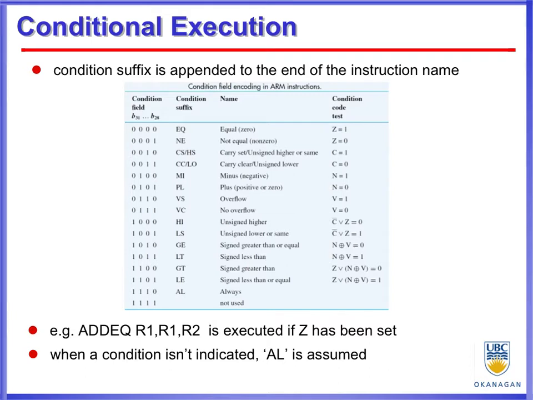Yes, sir? Why is there no unsigned higher or same or unsigned lower, just lower? Why is there only unsigned higher and lower or same, but no higher or same or just lower? I'm not sure. Oh wait, never mind, I see them up there. Yeah, there's more down here. Does that help? No, I see the carry set ones, those are what I'm talking about.